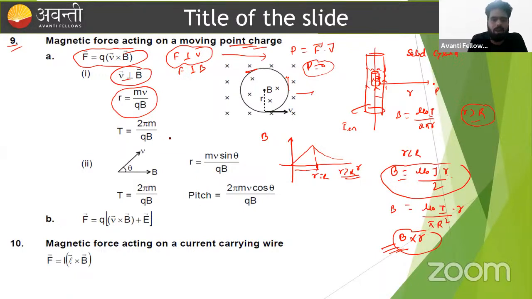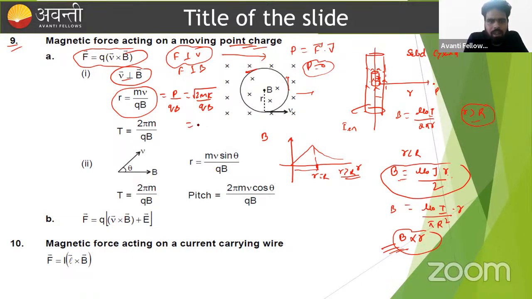We have to keep in mind the circular path performed by a charged particle whenever it is projected perpendicular to magnetic field B. And we know that mv is nothing but the momentum. So we can say p upon qB. What is the momentum in the form of kinetic energy? We know that it is under root 2mK. So this will become under root 2mK upon qB. I hope this is clear.